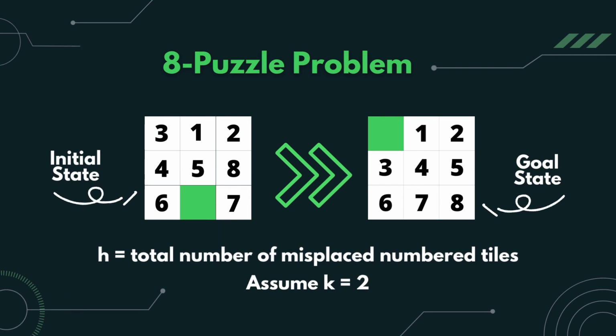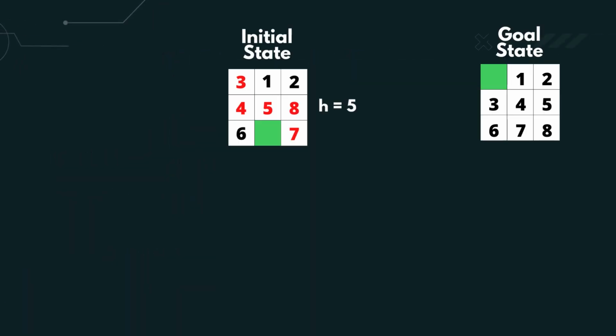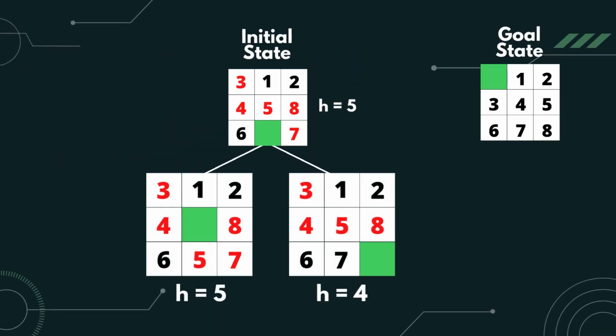This time, the 8 puzzle. We want to get from initial state to goal state. Let's assume the heuristic value is the total number of misplaced numbered tiles and k is 2. From the initial state, we generate two random states.